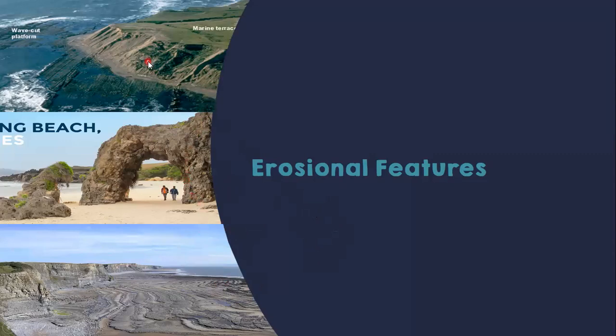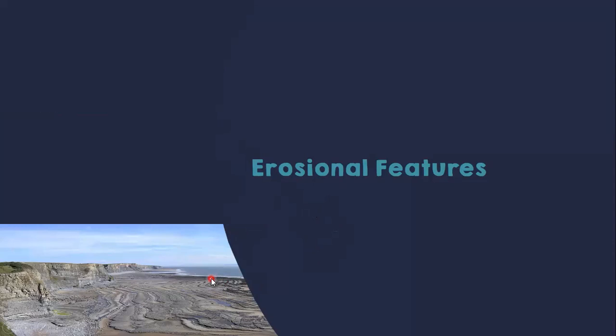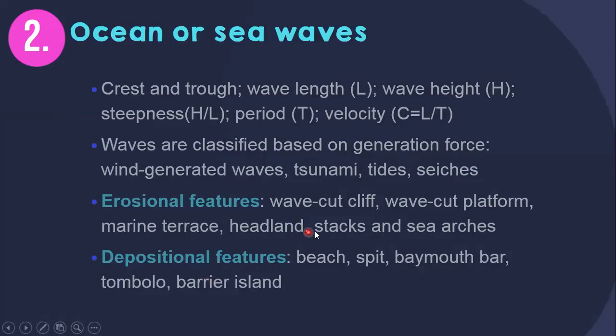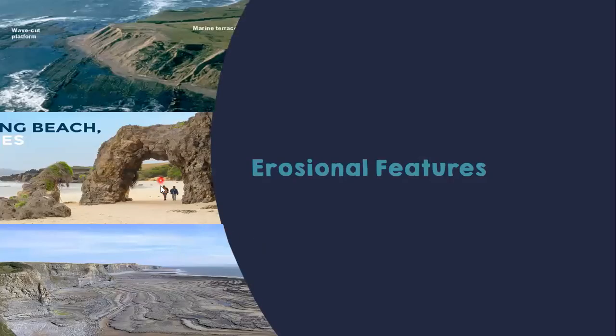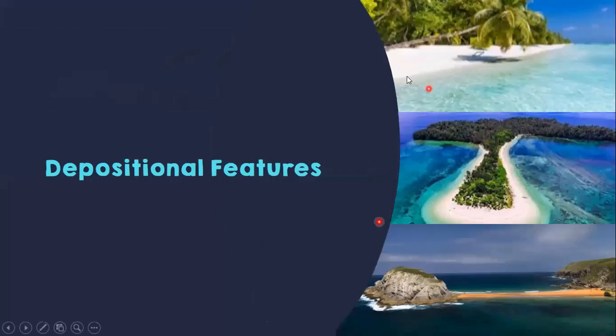This is a wave-cut platform. I think this is a, what do we call that? The sea arches, and then the headland. For depositional features, we have the spit and the beaches.